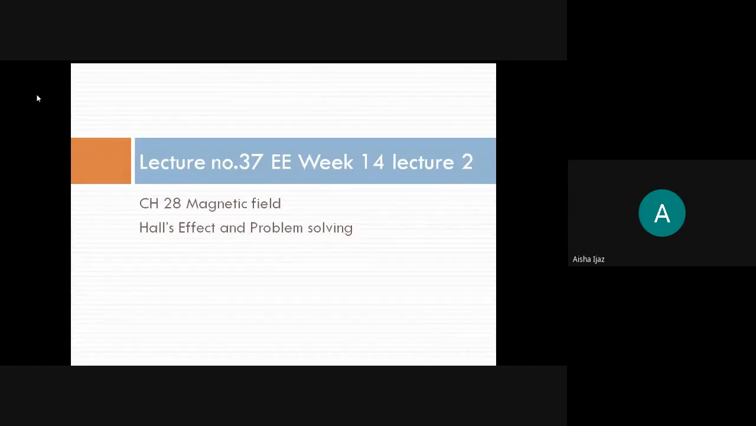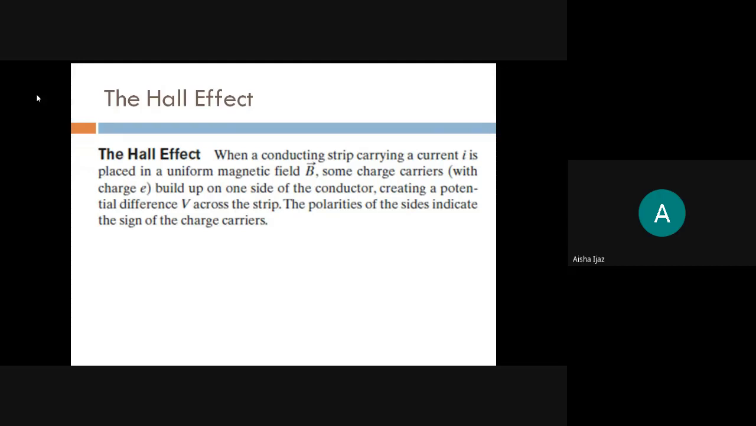In the previous lecture, we discussed the magnetic field and the problems related with it. Now, in today's topic, we will discuss the Hall effect and the problems related with it: how you are going to implement the Hall effect formula to solve the numericals. Now, how do you define the Hall effect?